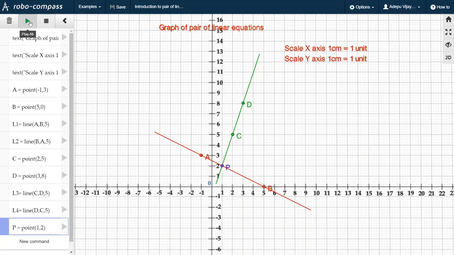Both are meeting at a point P, 1, 2. So the point P lies on the first line as well as on the second line. So we say that P is a common solution for both the equations. So that is the solution for the pair of linear equations. So here there is only one point of intersection, so only one solution, that we indicate as a unique solution, one and only one solution. So for this we need two intersecting lines.